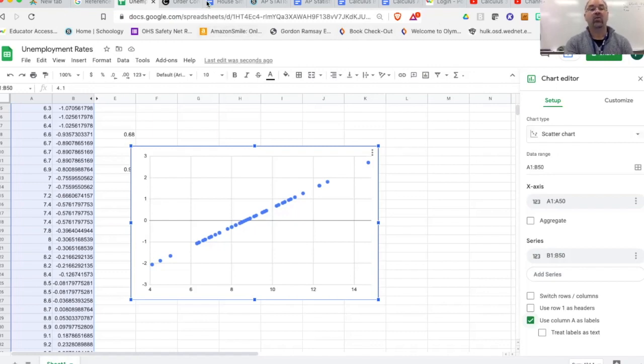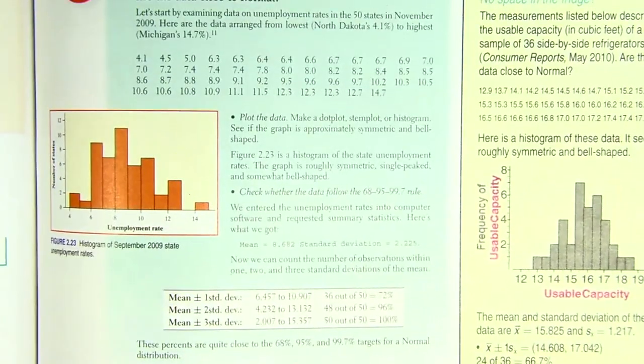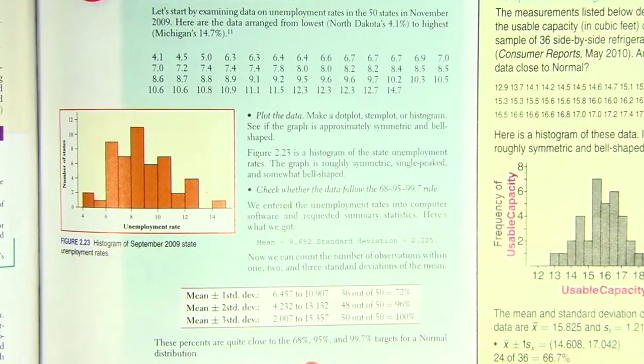So we need to go back over to the Elmo camera. So here we go. Now we straighten this out. So that data set there, it starts with 4.1, it goes through 14.7. That's the data set you're going to watch. So now's the time to press pause and get the data into your calculator. Go ahead and do that.